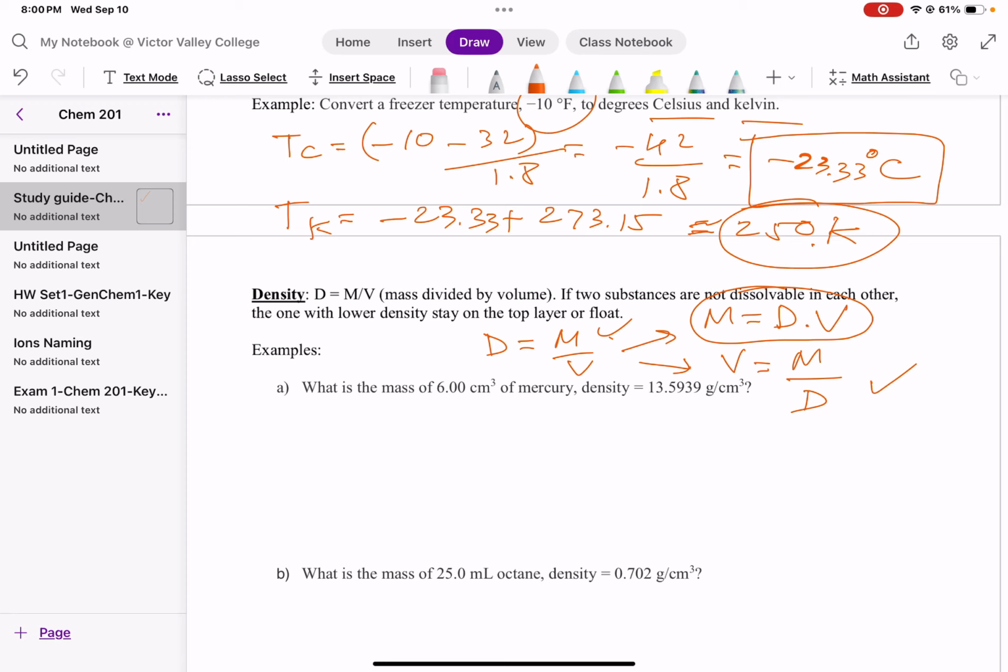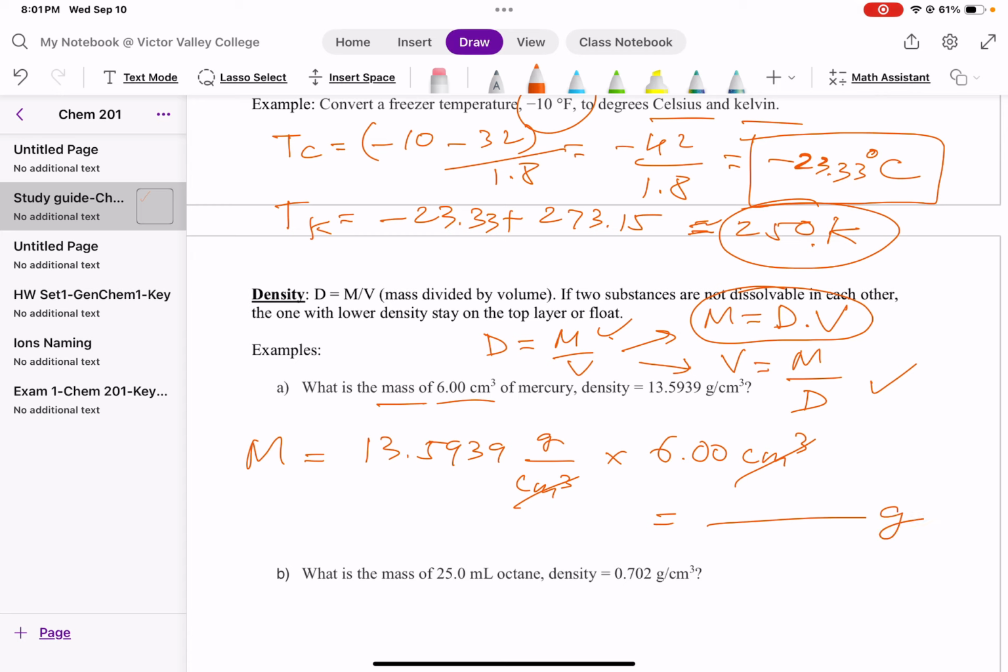Okay, how do we solve for this? What is the mass? So mass equals D times V. D is 13.5939 gram per cubic centimeter times V, which is given as 6.0. Cubic centimeter cancels out, that will give us gram, right? And it should be 81.6.